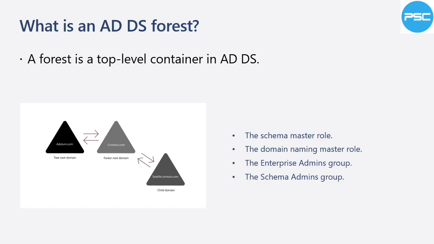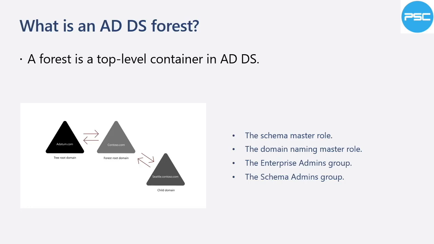The following objects exist in the forest root domain: the schema master role, the domain naming master role, the enterprise admins group, and the schema admins group. Note that although the schema and domain naming master roles are assigned initially in the root domain on the first domain controller you create, you can move them to other domain controllers anywhere in the forest. An ADDS forest is often described as a security boundary. By default, no users from outside the forest can access any resources inside the forest. In addition, all the domains in a forest automatically trust the other domains in the forest.